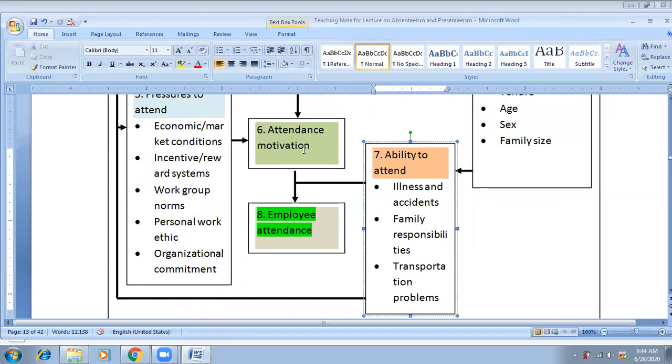So assume, during Corona time, how many days there were employees who had a high level of motivation to attend because of personal work ethics, maybe because of work group norms, because some people understood that they come to work irrespective of Corona. So attendance motivation was high for some employees. But anyway, they couldn't attend because they didn't have the ability to attend, owing to lack of transportation. If they had transportation, then they had the ability to attend. Then they could have attended work because they had a high level of attendance motivation. Understood?